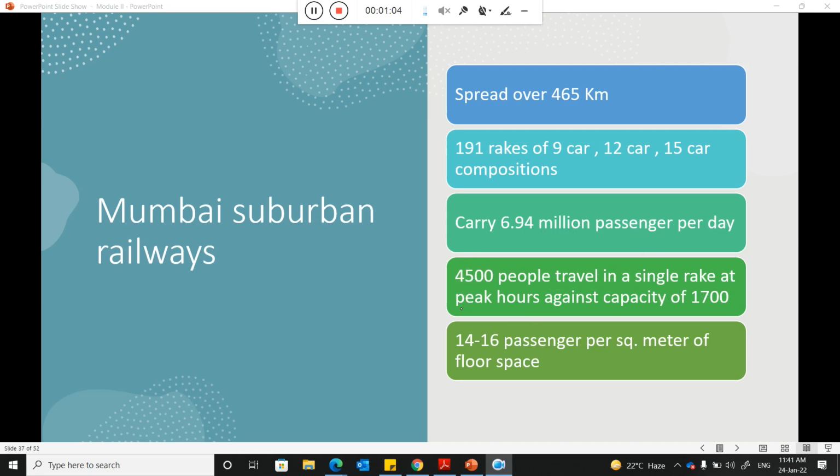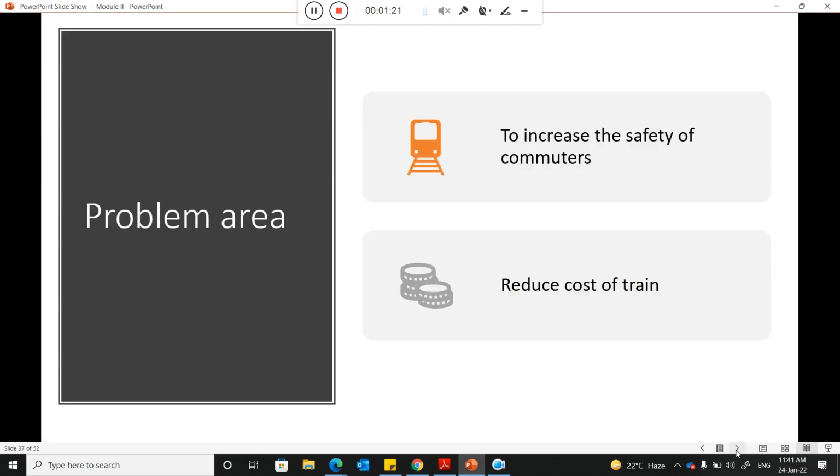That data is actually written in that particular research article. I will share that article also. And there are 14 to 16 passengers per square meter of the floor space. So that is one more thing given. This is the general introduction, and you people are aware of that, right? And the problem area, what is the problem?